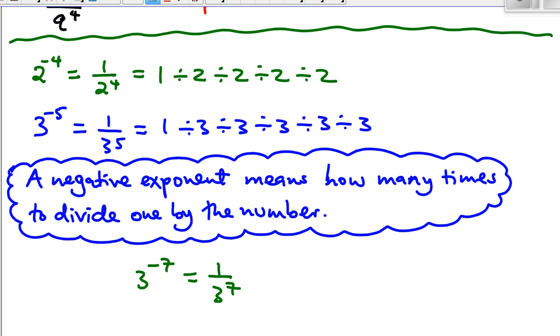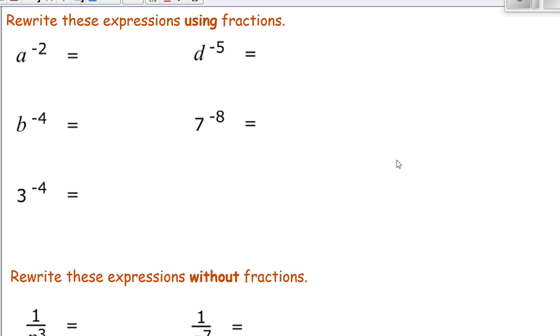Okay, so we'll move on to the next page and look at some examples here. The first example is we write these expressions using fractions.